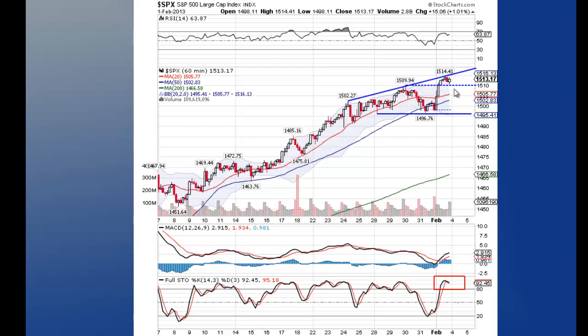Alternatively, on the way down, the first level of support is clearly located here, which is this previous high and horizontal support at 1509.94, call it 1510, followed by 1505.77, followed by 1502.83, before we move any lower and retest this 1495 level as well, which is quite significant. Our stochastics is at the overbought levels and curling up as well.